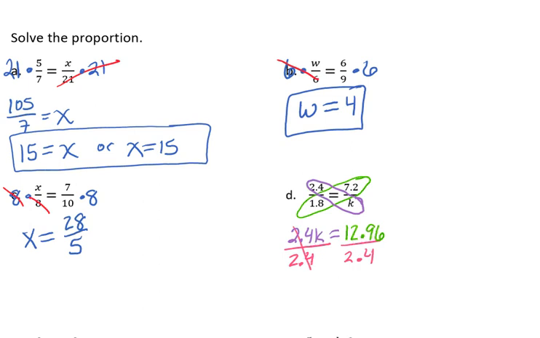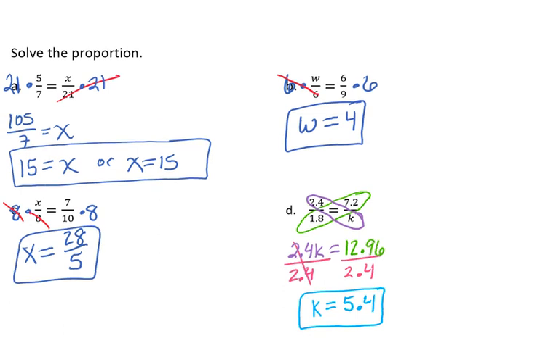which will leave me with an answer of k equals 5.4. And I don't need to leave this as a fraction because my numbers were decimals, so I'm going to leave my answer in the form of a decimal. Let's work out two more examples.